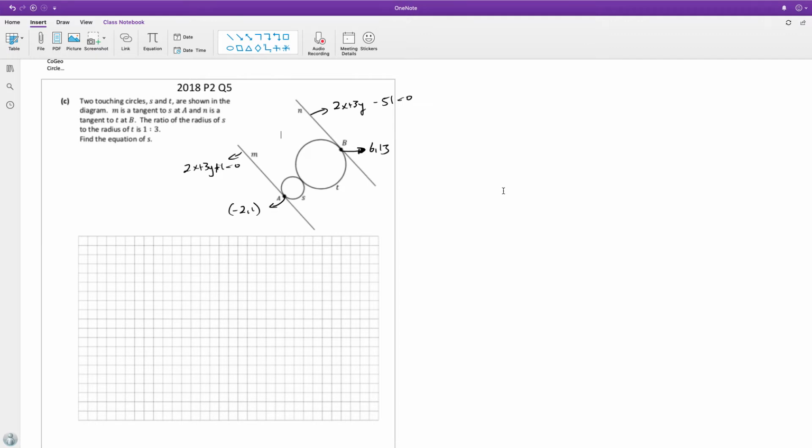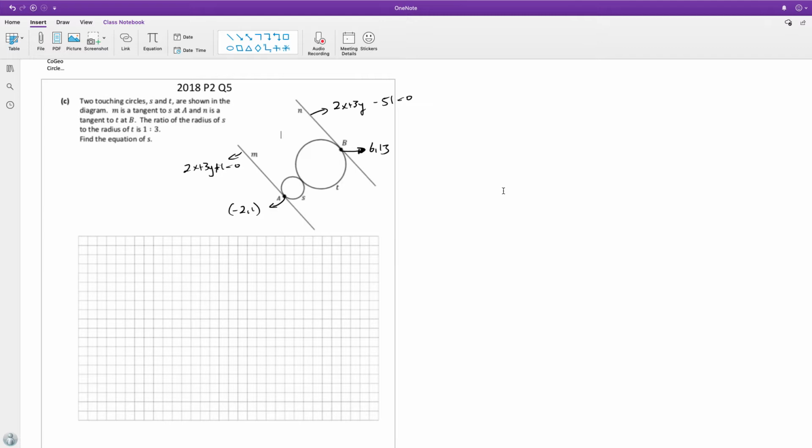So these little numbers I filled in are just from the previous question. Because as I said, in 2018 and 2019 we combined geometry, line and circle, into one question. So we did the first two bits of this last week. BA is a straight line, 2x plus 3y minus 51. That's a straight line.